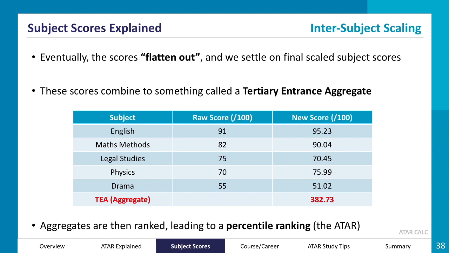So once we've ranked all of the aggregates from highest to lowest, we can find the ATAR. Essentially, the top pool of students will be attributed the top ATAR. The next pool will be attributed the next best ATAR, so 99.9. Then the next pool will be attributed 99.85, all the way down in increments of 0.05.